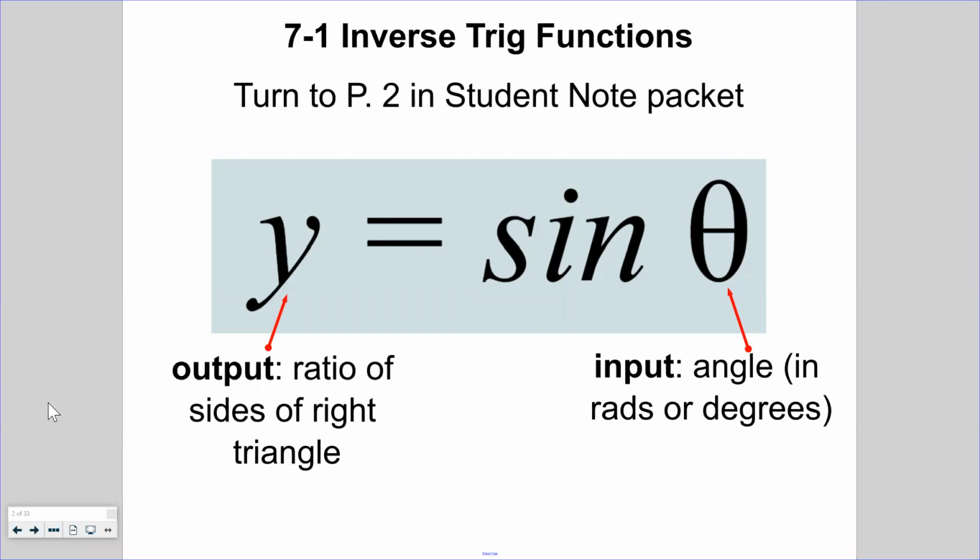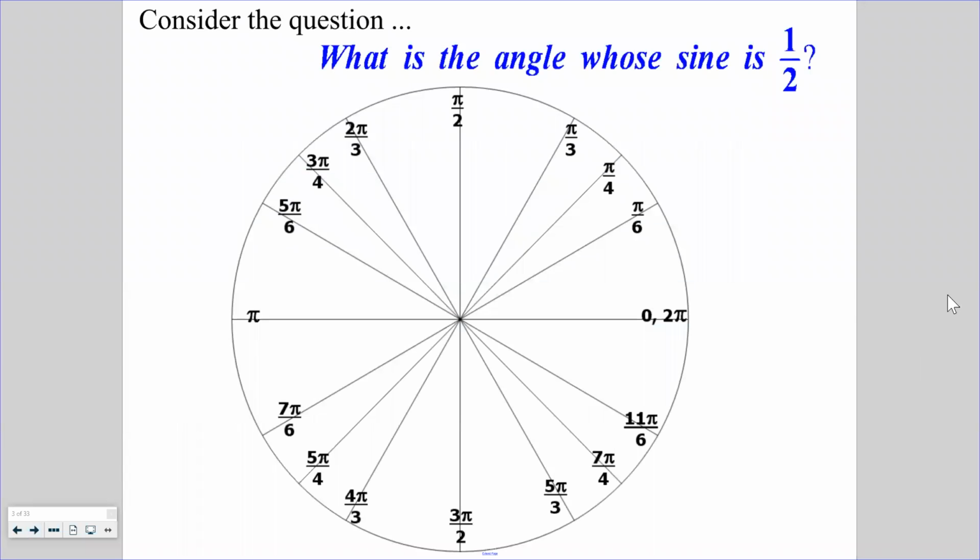All right. So we're talking about inverse trig functions today, which means that we're going to be switching the input and the output, right? We're going to use inverse trig functions mostly to figure out what an angle is given a ratio of side lengths of a right triangle. So that's our goal with inverse trig functions. And you use these a lot in geometry.